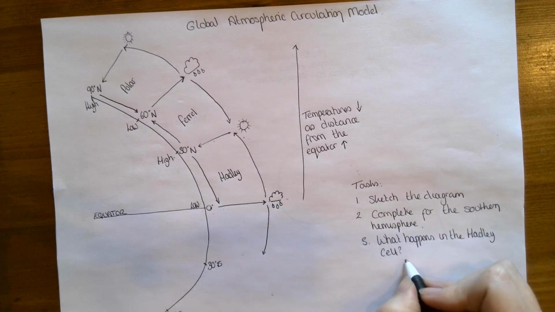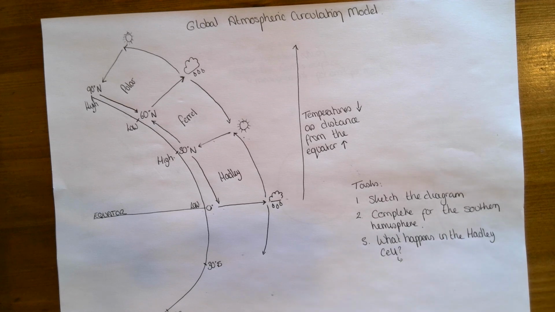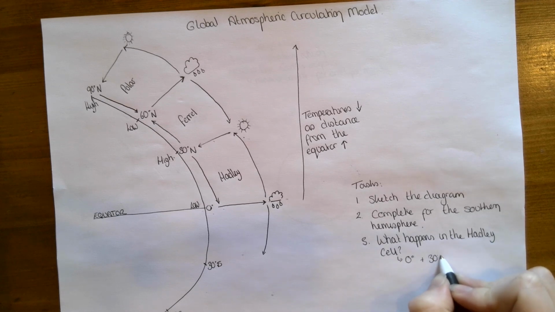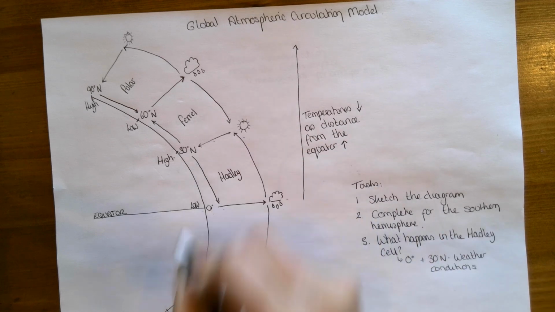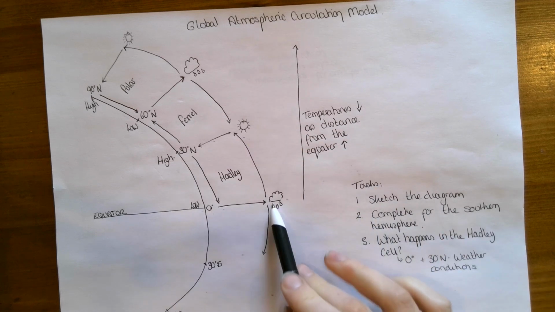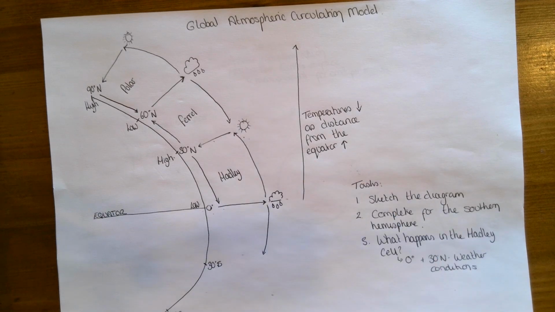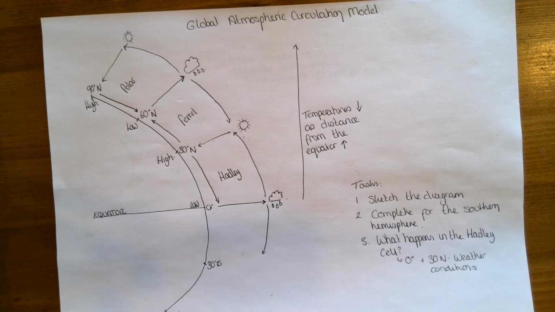Okay. Also, include at 0 degrees and 30 degrees north the weather conditions. So explain what happens, the movement of air, and then tell me about the weather conditions here and the weather conditions here. Okay, and that concludes this section of hazards, looking at the global atmospheric circulation model.